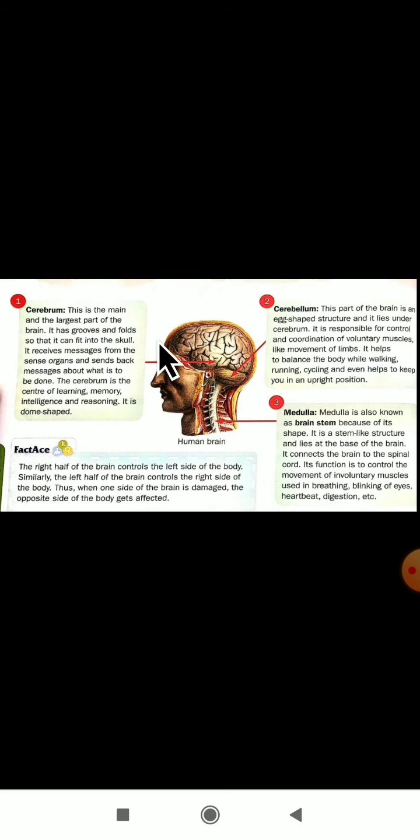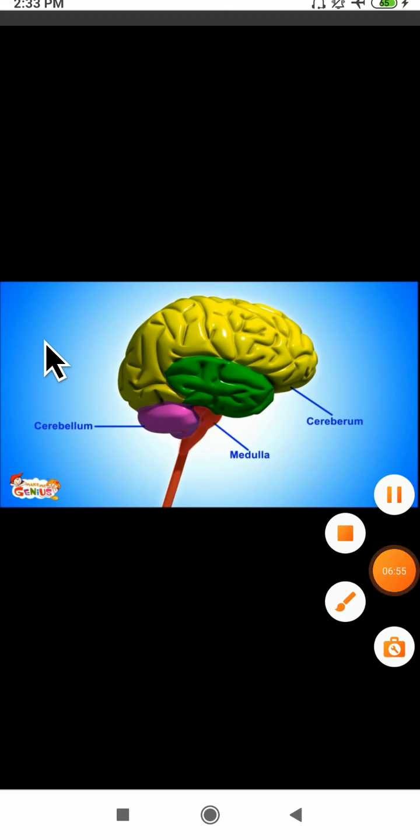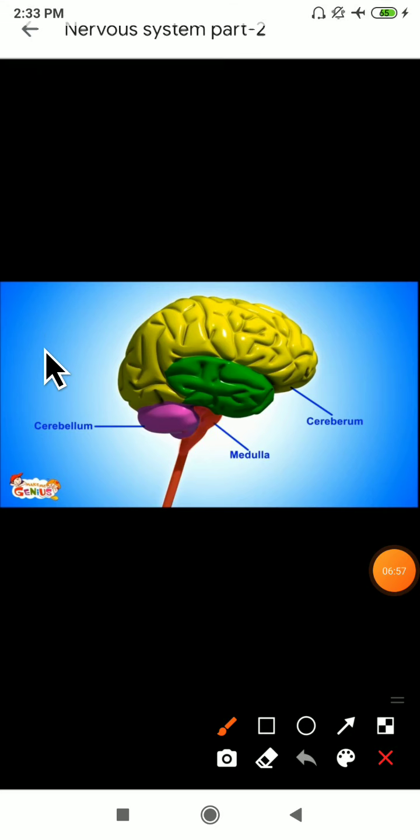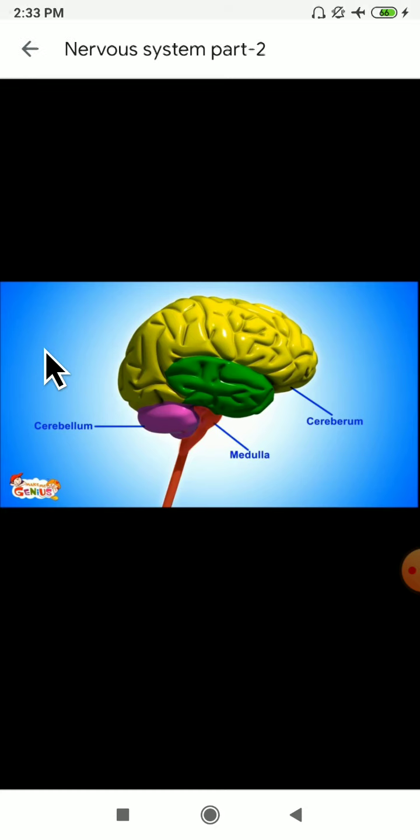Let us see about the cerebrum. This is the main and the largest part of the brain. Dear students, which is the largest part of a brain? The cerebrum is the largest part of the brain. It is the largest and the main part.